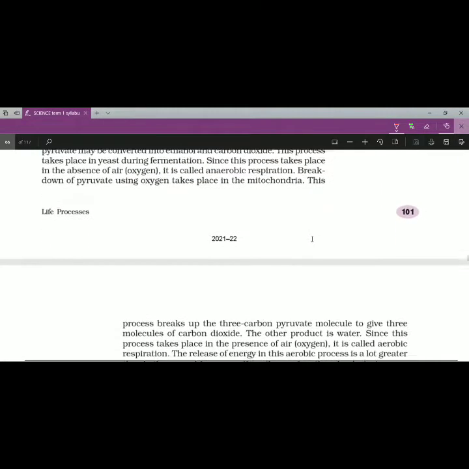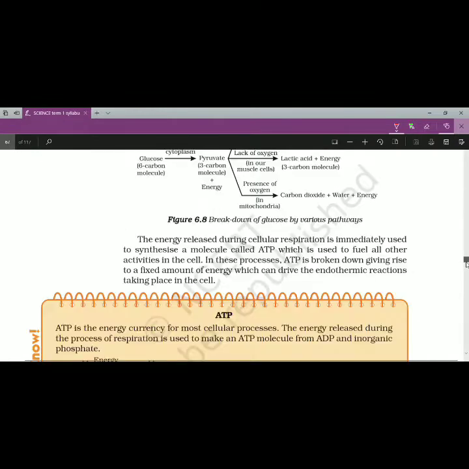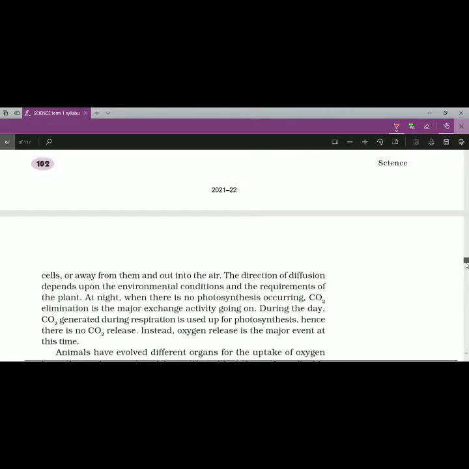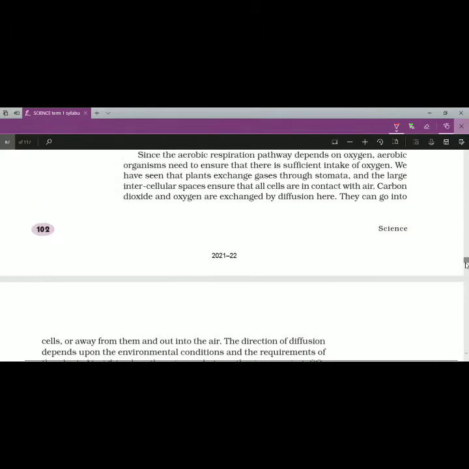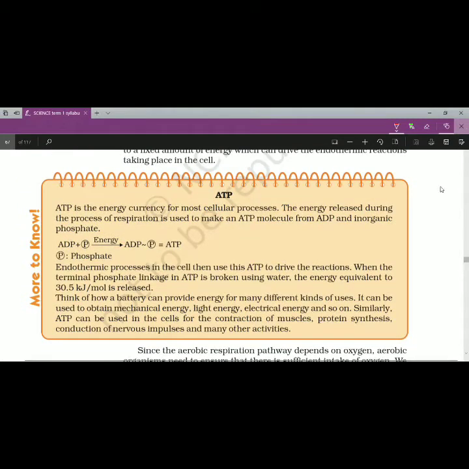Whole chapter you have to do in detail. This flowchart is very important. Pyruvate, ATP full form, adenosine triphosphate. Full form of ATP is adenosine triphosphate. You can get this also.